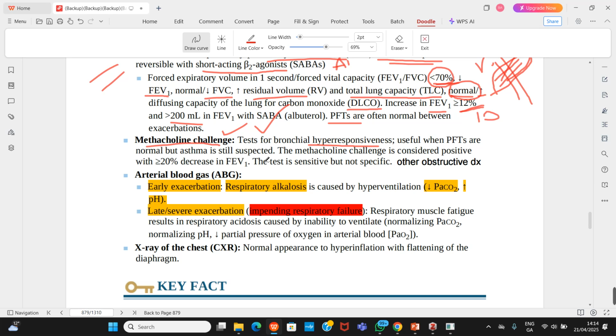So if it's actually asthma, we expect the FEV1 to further decrease by 20%. In bronchodilator testing we expect it to improve by 12%, but here we expect it to decrease by what? 20% or more. Don't forget.